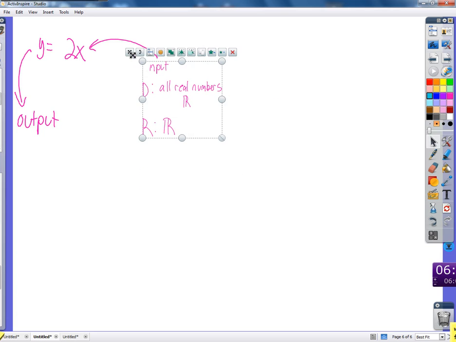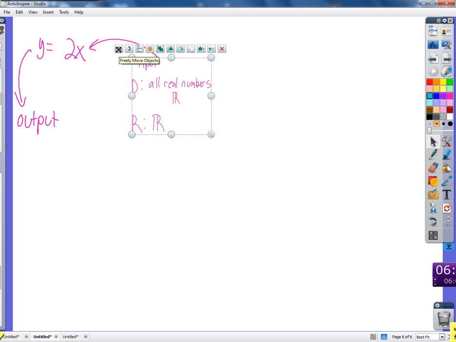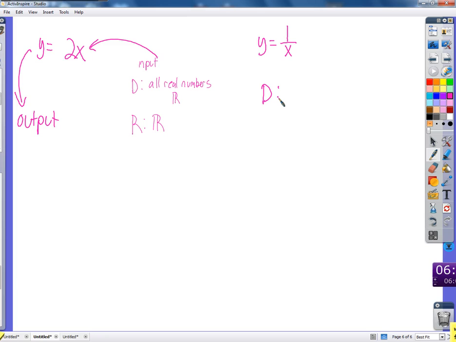So let's look at a relation that has some kind of a restriction either on the inputs that it can have or the outputs that it can have. Let's do this one. So what's the domain of this guy? 0 to 1? So anything between 0 and 1 works? From 0 to 1, we could represent it that way for just a minute.